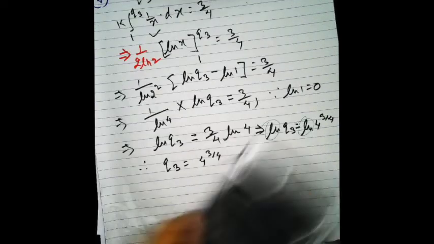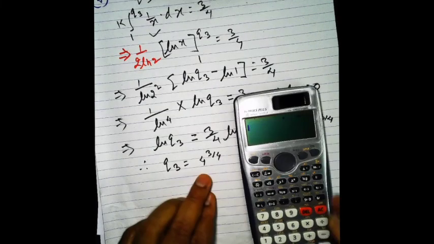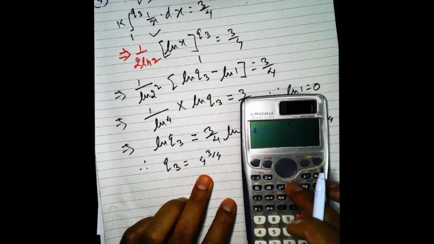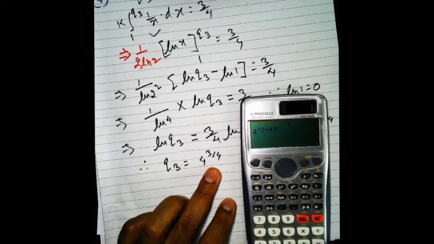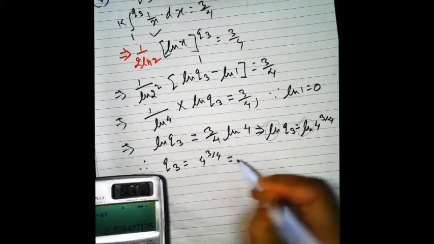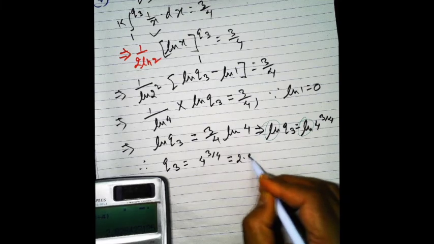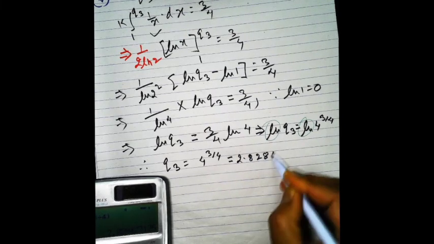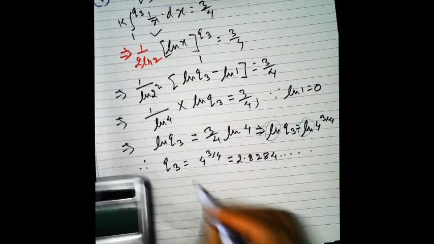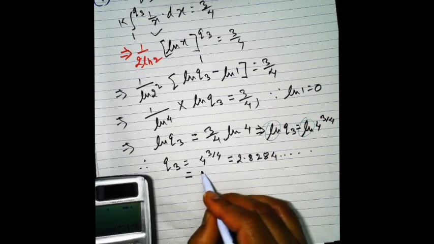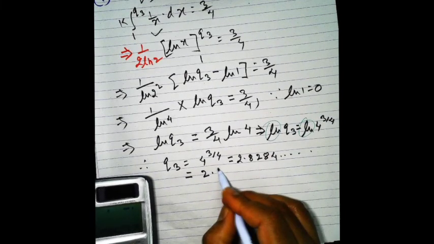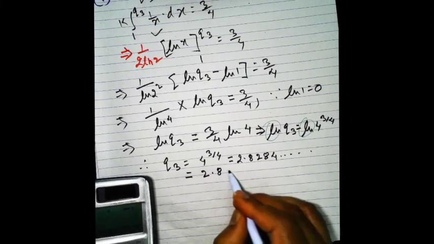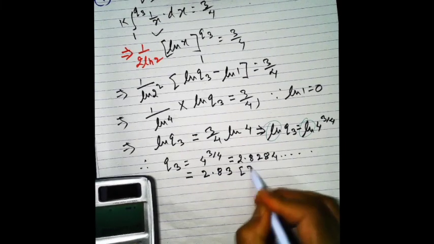and then take a calculator and find this value. So it is 4 to the power 3 divided by 4, close the bracket, and it's going to be 2.8284, and a few more decimal places here. If you would like to express your answer to three significant figures, it is 2.83 to 3 s.f.